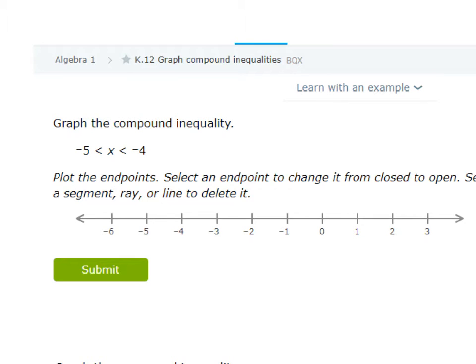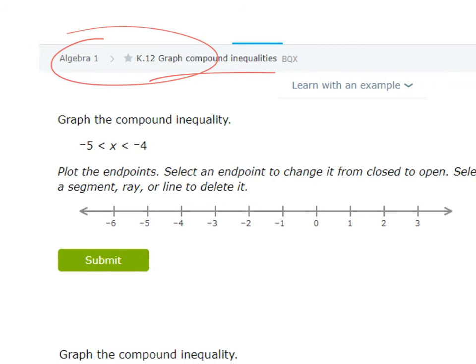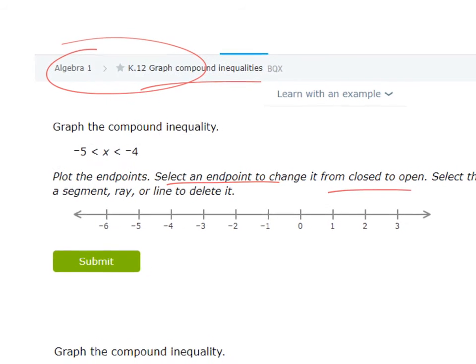All right, you guys, here's some help on that first IXL Algebra 1 topic, K12, graphing compound inequalities, okay? I've just cut and pasted some pictures of problems here, so you're going to have to, as it says there, select on the endpoint to change it from open to closed. When you click on it once, I think it'll make it closed. Click on it again, it'll make it open, but I can still do the same thing here and show you what the graph should look like.